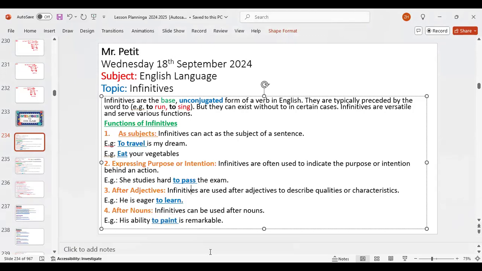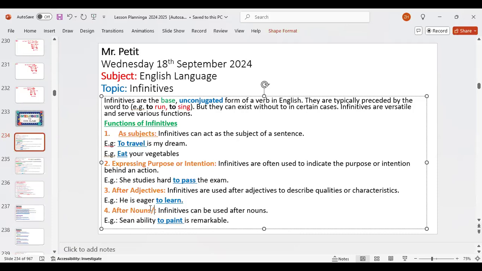Infinitives are the base form of a verb in English. They are typically preceded by the word to, for example, to run, to sing. But they can exist without to in certain cases. Infinitives are versatile and serve various functions. As subject, infinitives can act as the subject of a sentence. For example, to travel is my dream. To eat, for example, eat your vegetables.